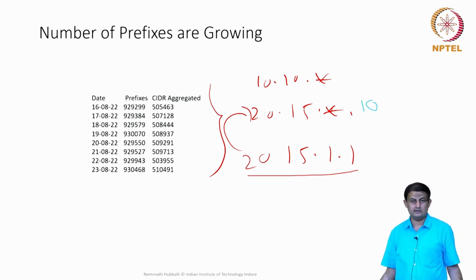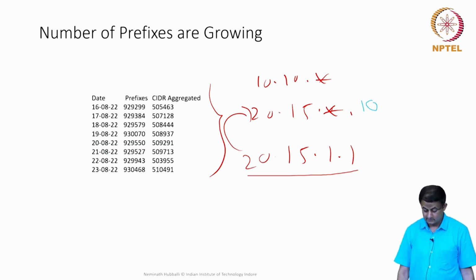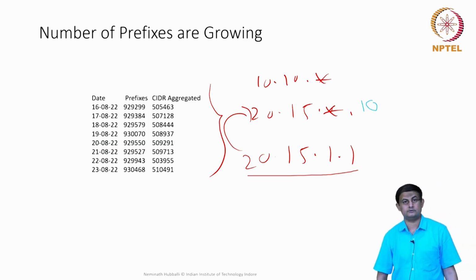How do you handle such things? We know that bandwidth is going to increase. We know that prefixes are going to increase over a period of time. So we need algorithms which can do this for us.